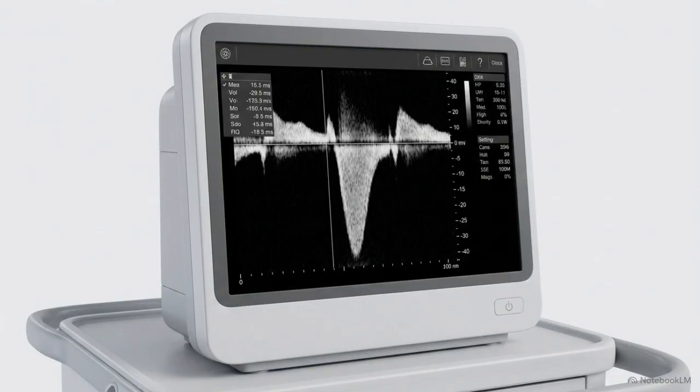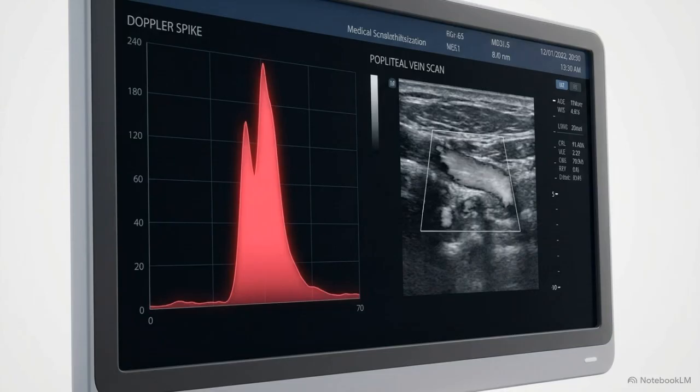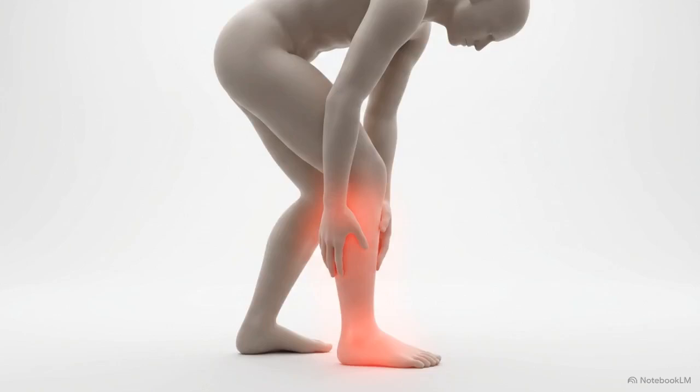We must also account for the velocity of the deep venous reflux. If the maximal reflux velocity in the popliteal or femoral veins exceeds 10 centimeters per second, the patient is likely to experience persistent symptoms even after the superficial system is treated.